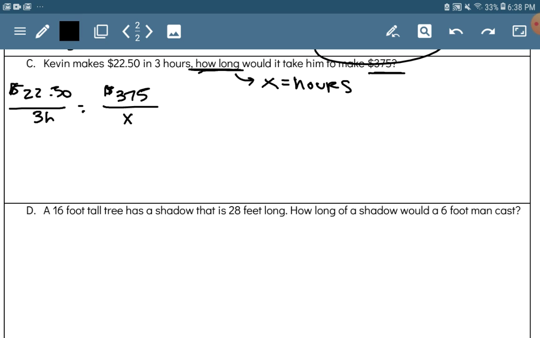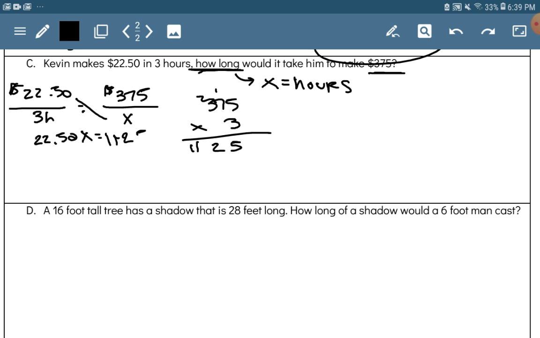Now I can cross multiply. 22.50 times x is 22.50x. And 375 times 3, I've got to work that out. 3 times 5 is 15, carry the 1. 3 times 7 is 21, plus 1 is 22, carry the 2. 3 times 3 is 9, plus 2 is 11. So it's 1,125.